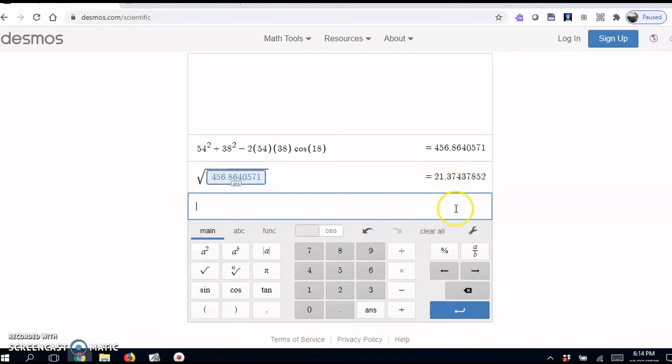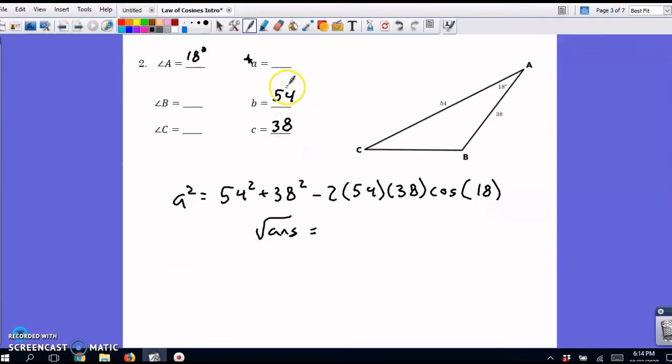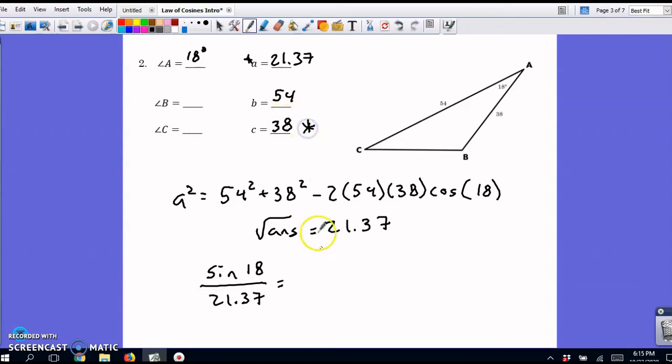So it's 21.37. All right, so now law of sines to get the other angle, sine of 18 over 21.37. You can see here it looks like B is obtuse, but you can't always tell by pictures. Last one it might not look like that, but make sure don't find the obtuse. Find the smaller one next.